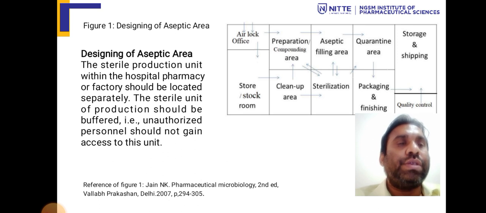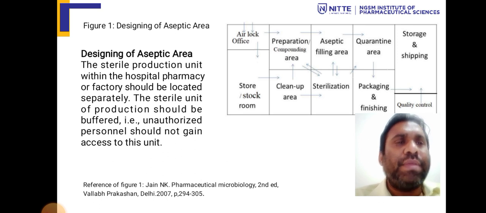After the airlock system, there is the preparation room or compounding area where we really prepare the things. Then the aseptic filling area is next, which is connected to the quarantine area. The things are kept in quarantine to see whether any growth is observed. Otherwise, it goes to packaging.